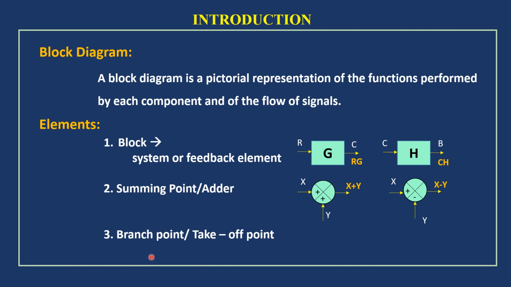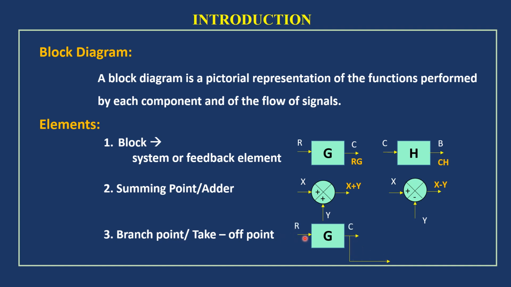Next one is the branch point, otherwise termed as takeoff point. Normally a branch point can be taken out from any signal flow. It can be taken out from the input signal flow, an intermediate signal flow, or the output signal flow. From any branch we can take out that takeoff point. So here I have given one block which consists of input signal flow and output signal flow, and here I have represented the takeoff point from the output signal flow.